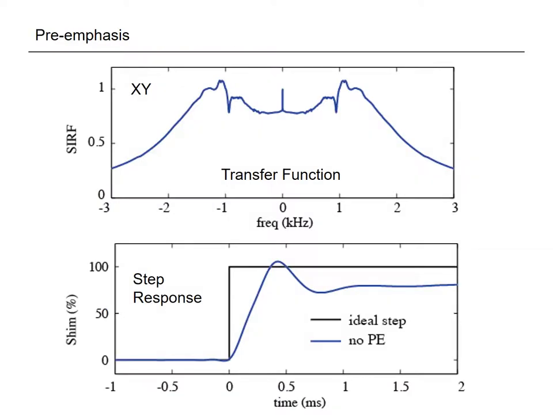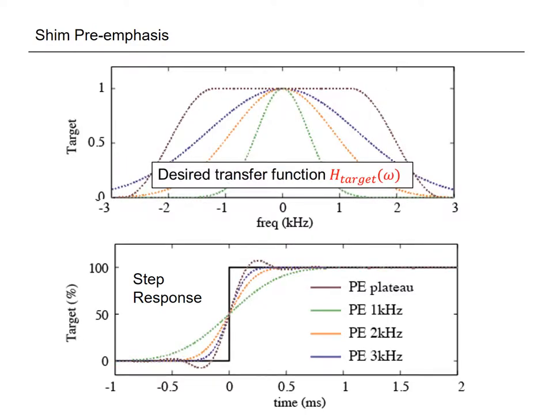Here we are showing again the measured SURF at the top and the corresponding time domain step response of the system. As we have seen, the response of the system is not ideal if we want to use the shim system dynamically. Rather, we would like the system response to look more something like this: a smooth transfer function in the frequency domain, where the speed of the convergence of the step response depends on the bandwidth of the transfer function.